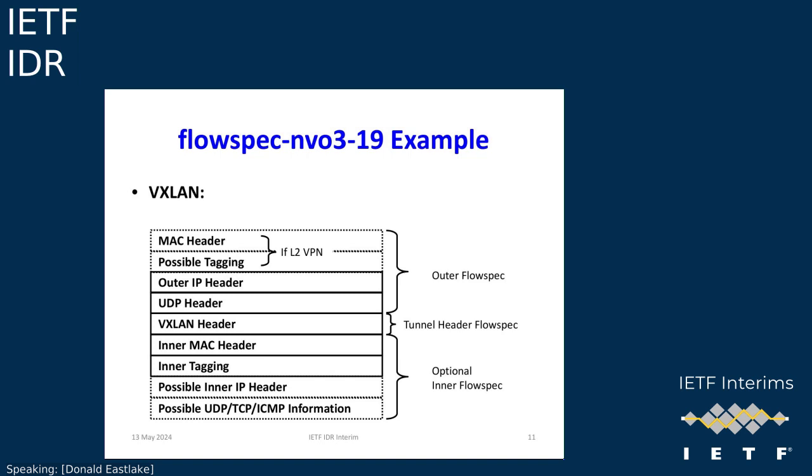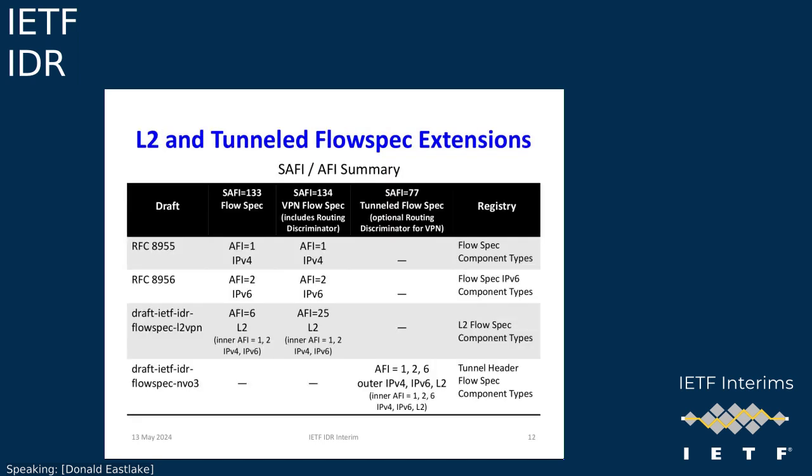VXLAN is defined to have an Ethernet header after it, so there's basically Ethernet fields there. And you could possibly match on the IP header after that optionally if you wanted to. So those are a couple examples there. Next slide. I think that's most of the material I have.